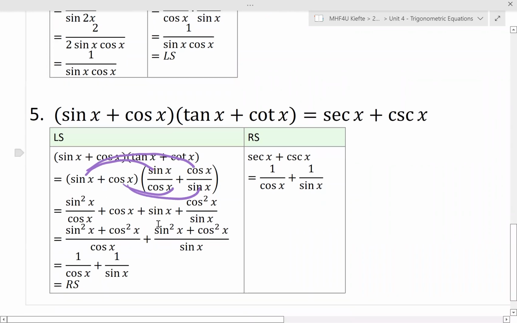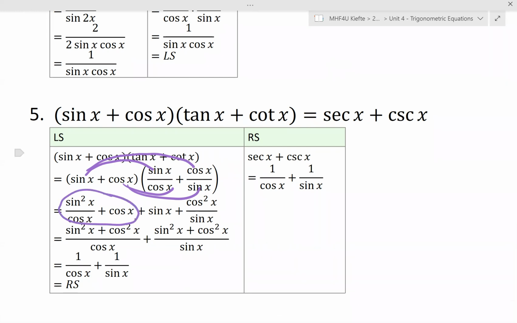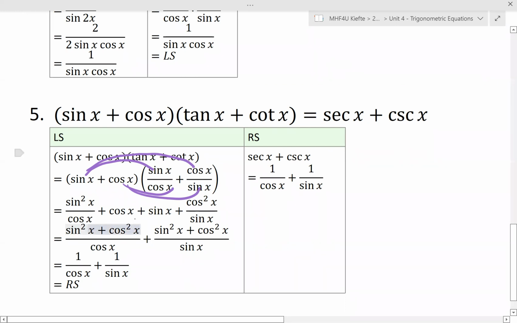And at this point, we can see that a common denominator would be really useful. Here, everything has a denominator on the right side, so we should get a common denominator here as well. So what I did was I got a common denominator for these two and a common denominator for these two. So this cos had to be multiplied by cos to get cos squared. The sine had to be multiplied by sine. And then again, our main rule, sine squared plus cos squared is 1. And we're left with the same thing on the right side.